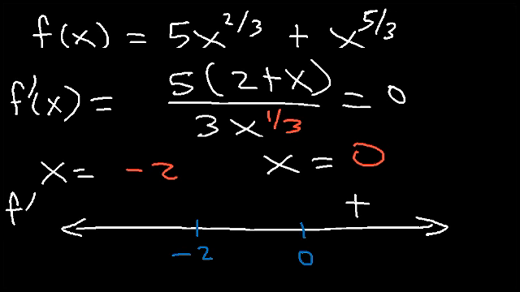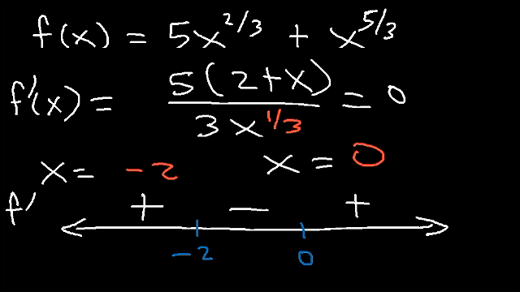Now what about between -2 and 0? Let's plug in -1. 2 plus -1 is a positive number. -1 to the 1/3 is a negative number. A positive number divided by a negative number is equal to a negative number. Now if we try a number less than -2, like -3, 2 plus -3 is negative. -3 to the 1/3 is negative. A negative number divided by a negative number is a positive number.